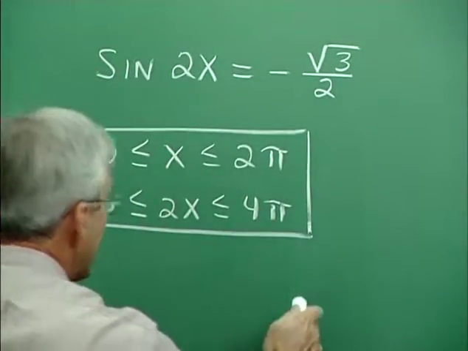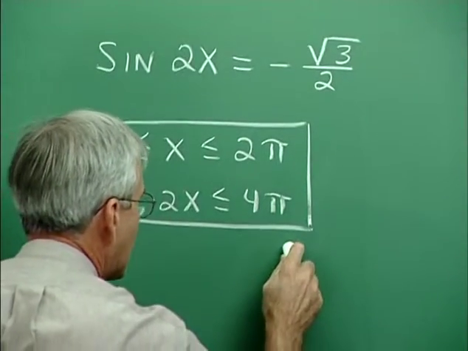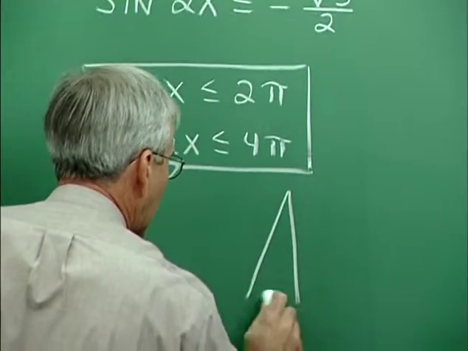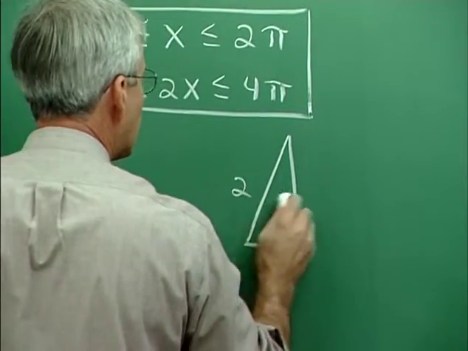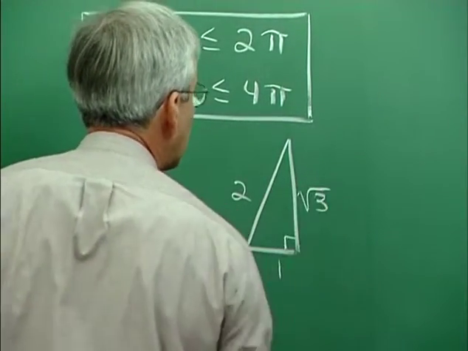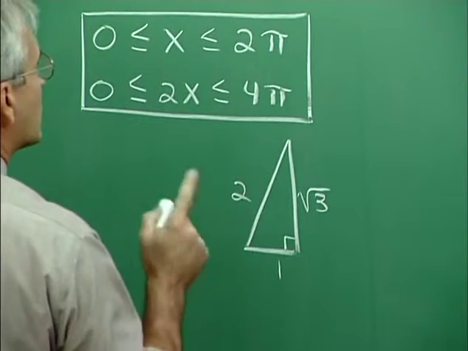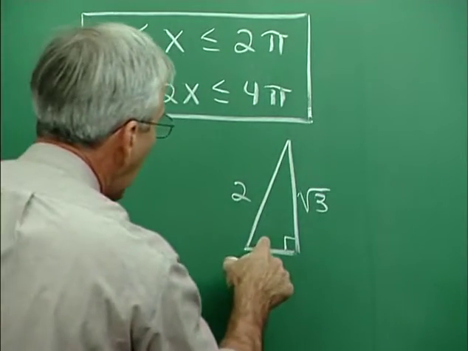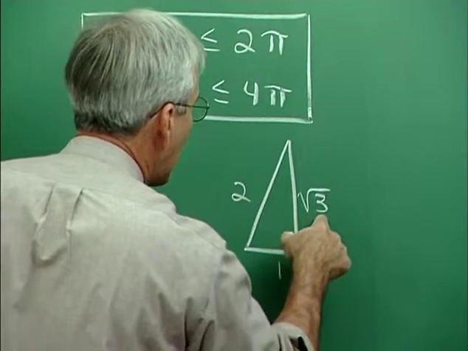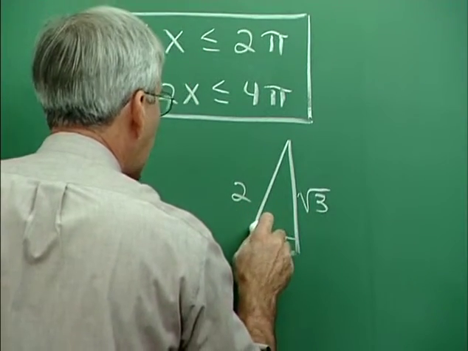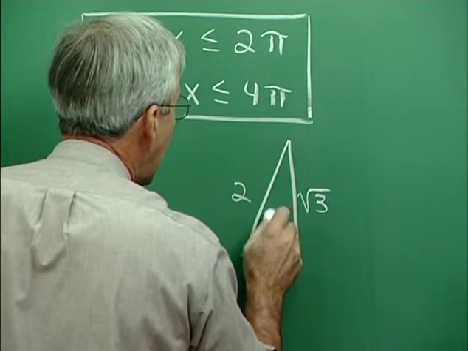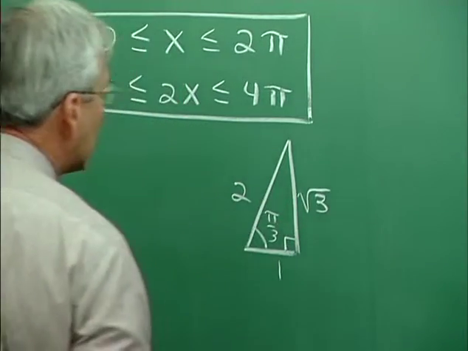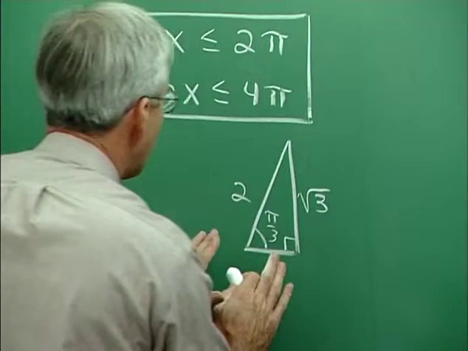Well, let's see. I'm thinking about some kind of reference triangle here, or triangle I need to refer to in some way. This is 1, 2, the square root of 3. Let's see, the sine of what angle is the square root of 3 over 2? Oh, from the perspective of this angle, the square root of 3 over 2. Good. All right, so it would be this 60-degree angle here, and that's an angle of pi over 3 in radians. Okay, so I know I have a pi over 3.